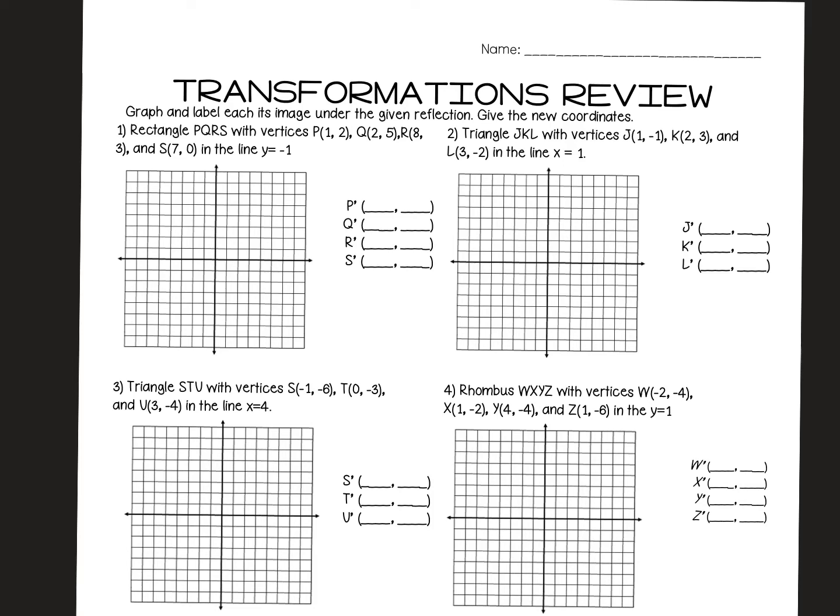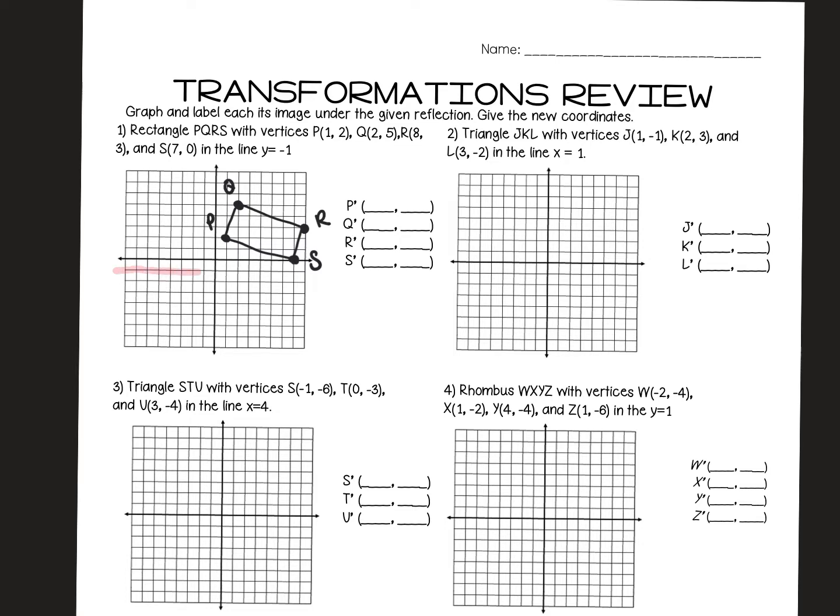This review goes over every part of transformation. So these first few questions go over a reflection. The first one says PQRS has vertices (1, 2), (2, 5), (8, 3), and (7, 0). So you want to start by graphing that. Once you get that graphed, it should look like this. And then we're reflecting over the line y equals -1.